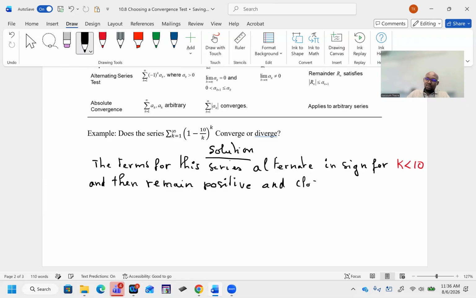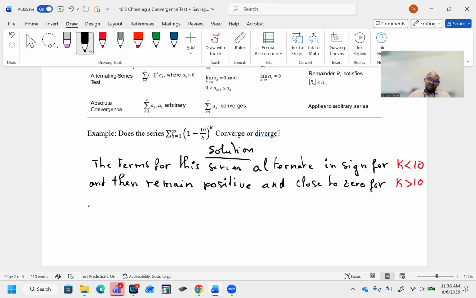And close to 0 for k greater than 10. So which means applying the divergence test, we evaluate the limit of the general term using L'Hopital rules. So using L'Hopital rules, we can find this thing.